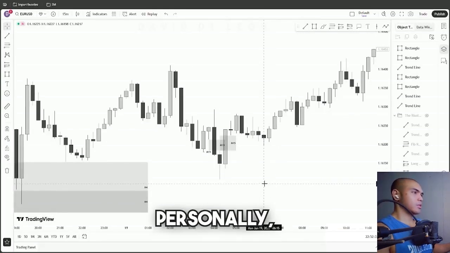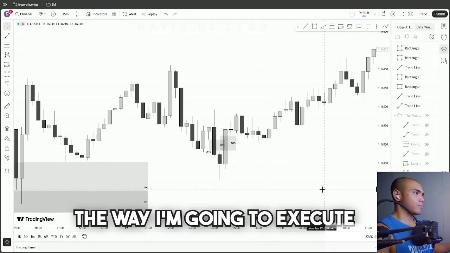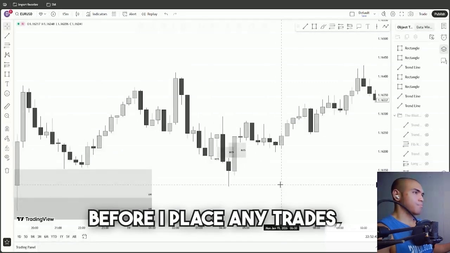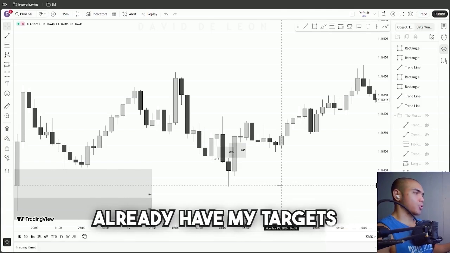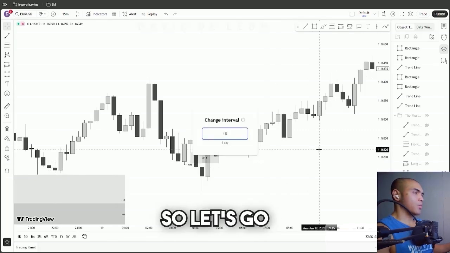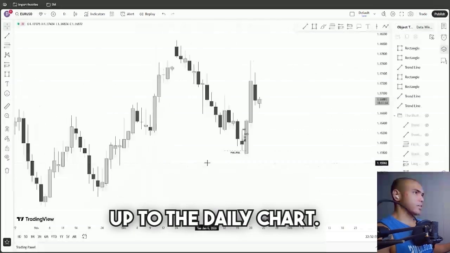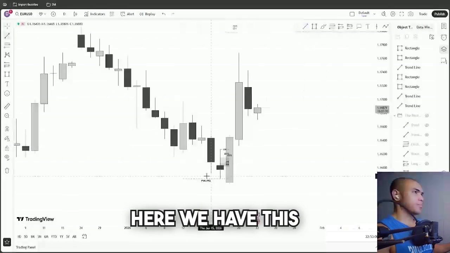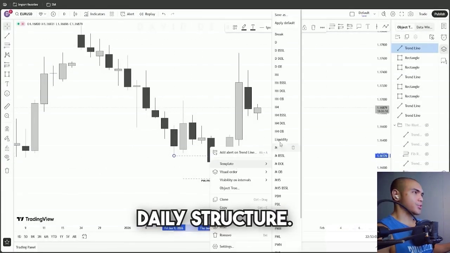Personally, the way I'm going to execute this is something like this. Before I place any trades, I always make sure that I already have my targets for my take profit. So let's go up to the daily chart. Here we have this daily structure.